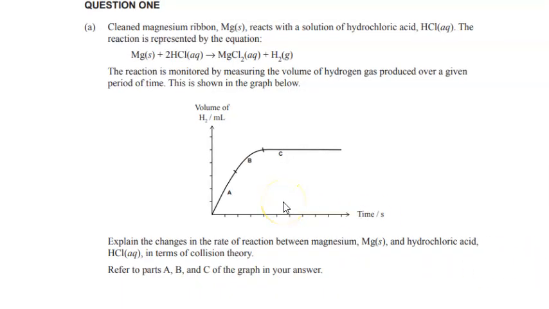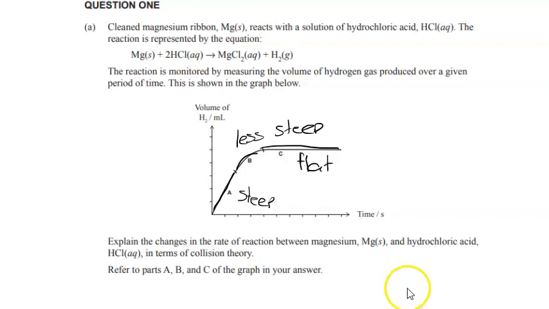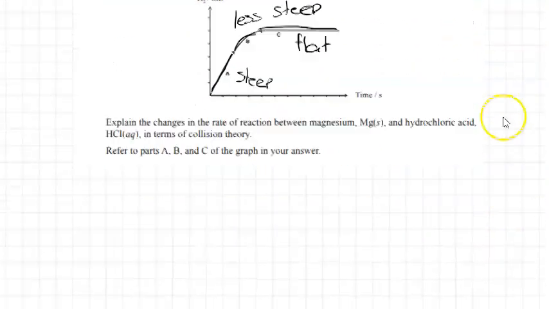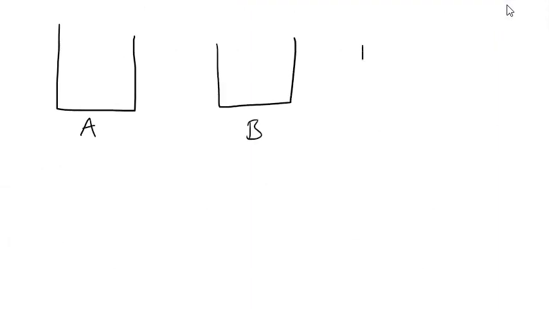So part A, we've got a very steep slope, so that's steep. Then part B, it's less steep, and then part C is horizontal, let's say flat. And we need to refer to the information that we've been given in this graph when we're giving our answer. So let's draw 3 beakers to show part A, part B, and part C.